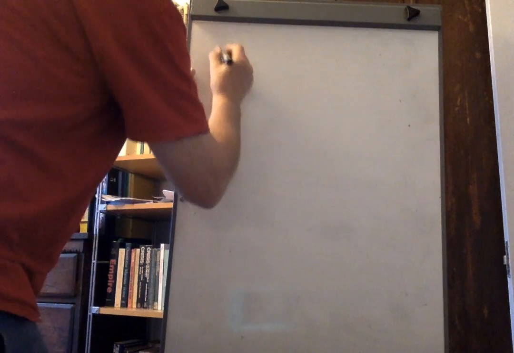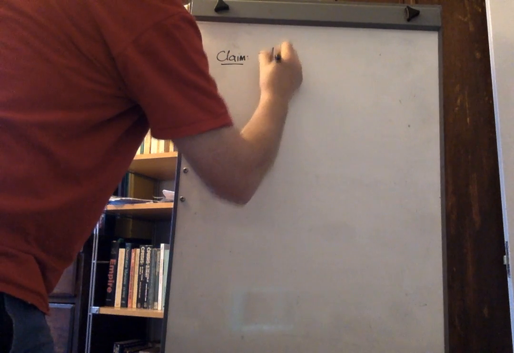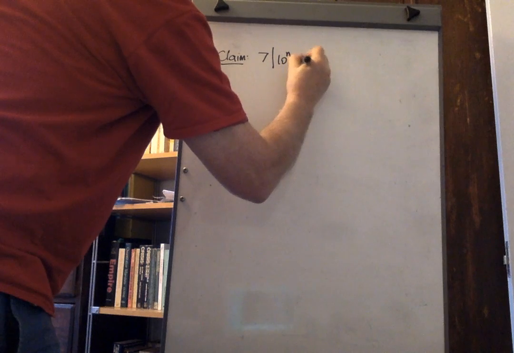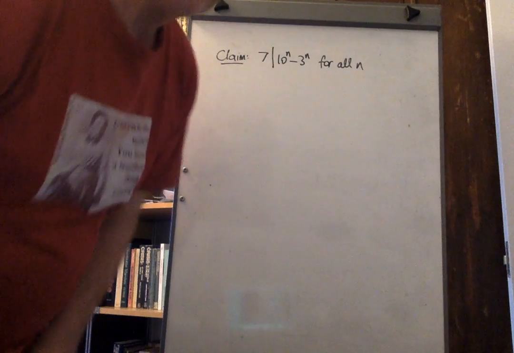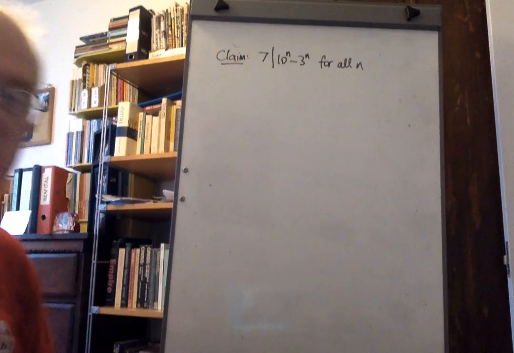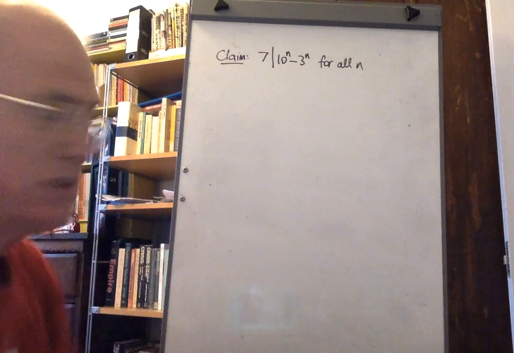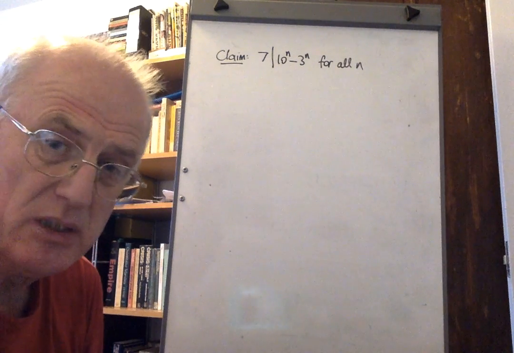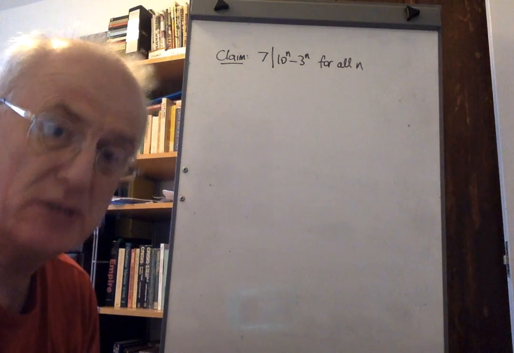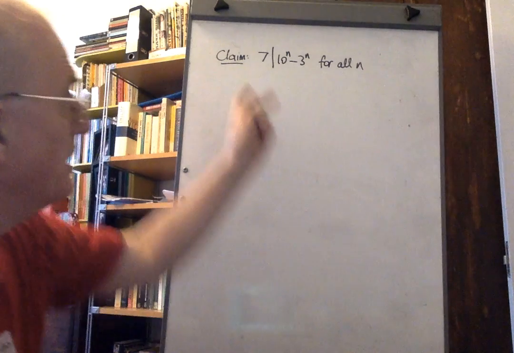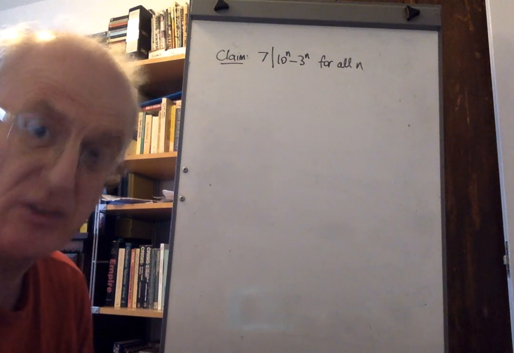So in this, our claim will be that 7 divides exactly into 10 to the n minus 3 to the n for all n. This line means divides into. Notice we write it 7 divides into 10 to the n minus 3 to the n. You don't put the line afterwards because the line doesn't mean divisible by, it means divides into.